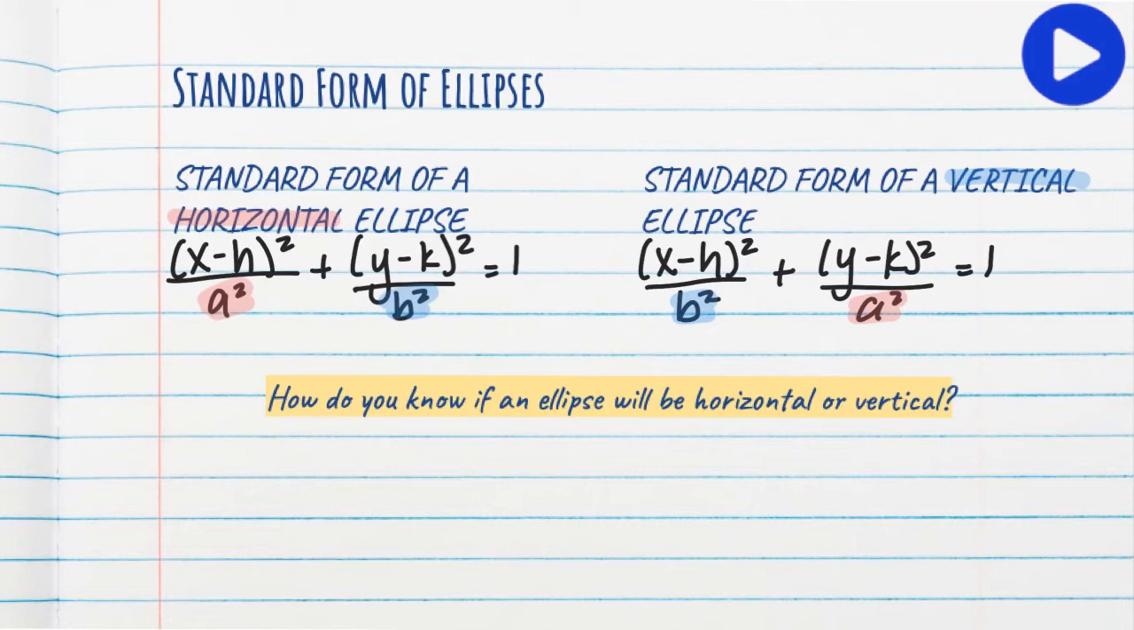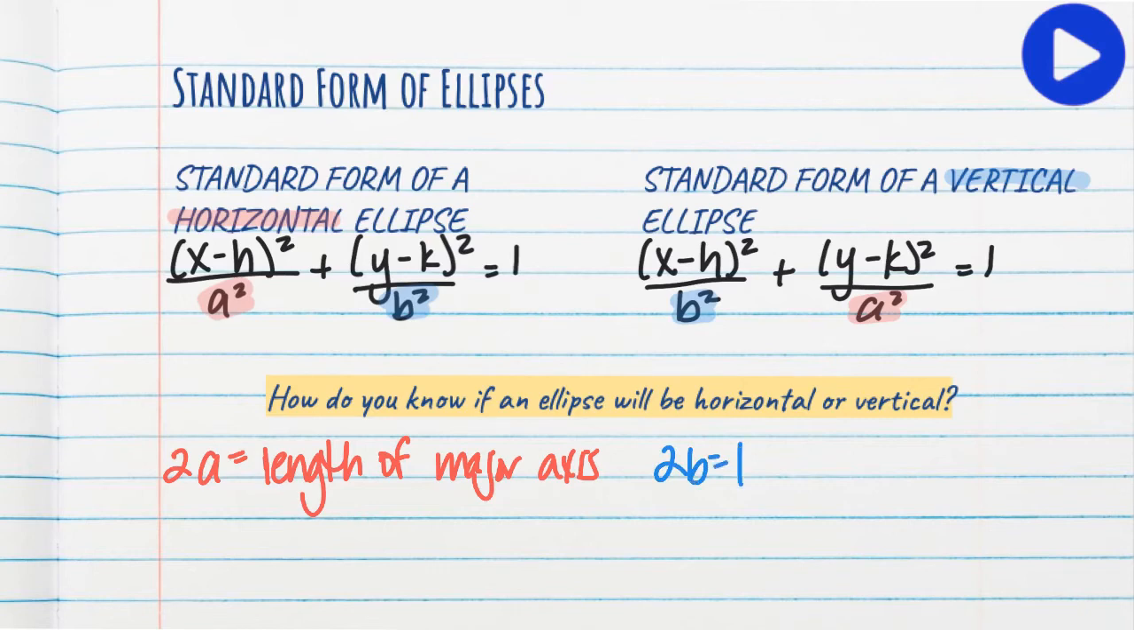So the question is, how do you know if an ellipse will be horizontal or vertical before you graph it? Remember that 2a represents the length of the major axis. And also remember that 2b represents the length of the minor axis, which means that a is always going to be larger than b.